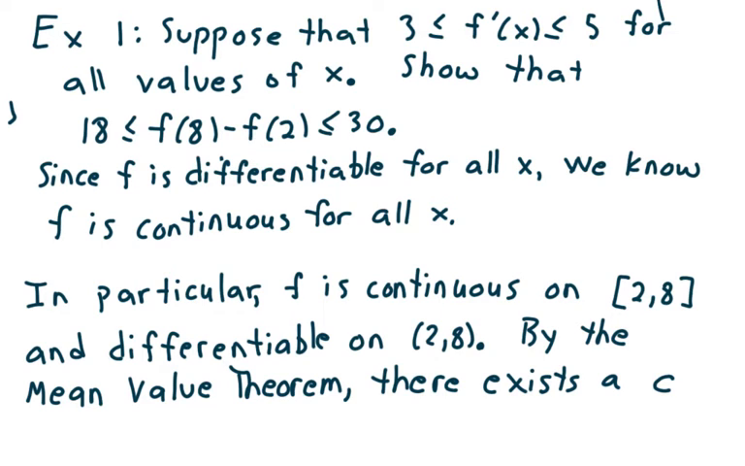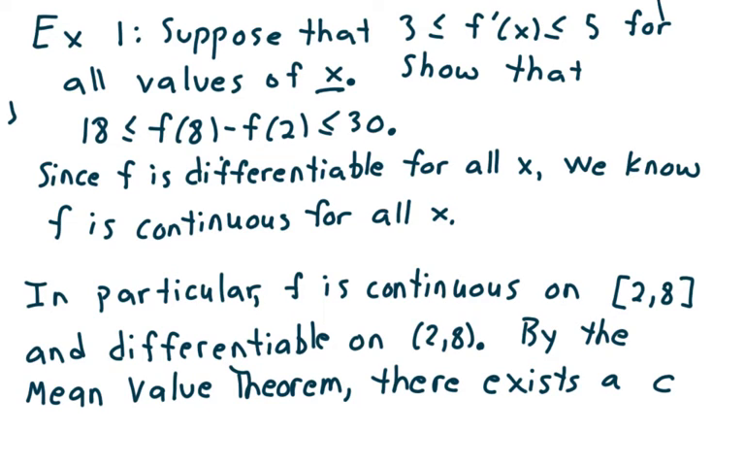Suppose that f prime of x is greater than or equal to 3 and less than or equal to 5 for all x. Show that 18 is less than or equal to f of 8 minus f of 2, which is less than or equal to 30. Now, the sheer fact that we're saying that f prime of x is bounded between 3 and 5, that's telling us that f is a differentiable function.